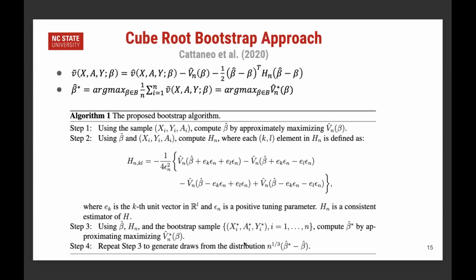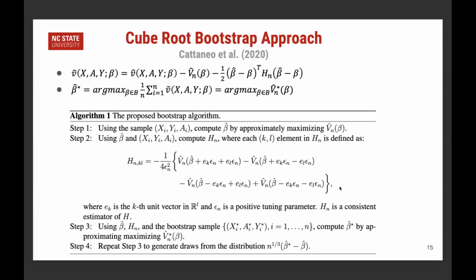To address this, here we applied the method developed by Daniel in 2020 for their updated bootstrap approach. What they did is modify the original beta hat into this V tilde and use this V tilde to determine the bootstrap version of beta hat by maximizing the sample mean of the V tilde. Here, Hn is an estimator of the previous H matrix. This is the algorithm for how to derive the bootstrap version of beta hat.